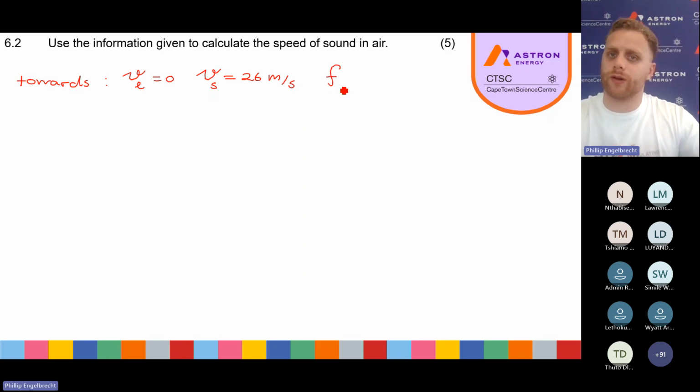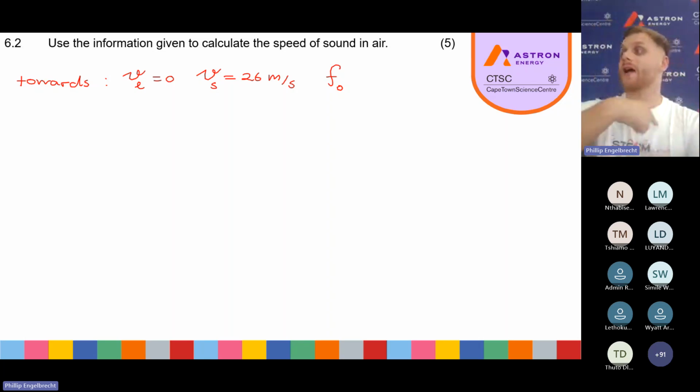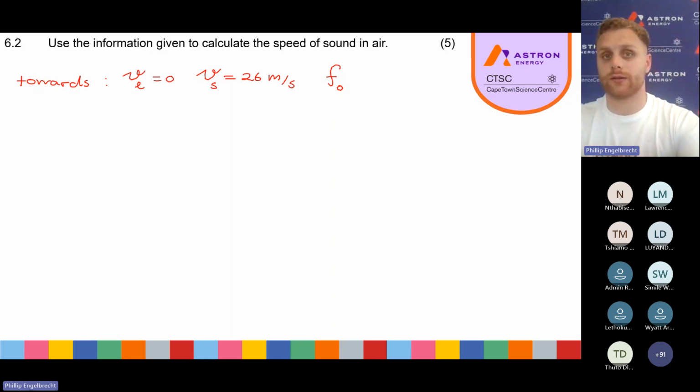The observed frequency, FO, okay, so I hear some people can't hear me. I've switched off my mic and I've switched it back on. If you still cannot hear, try exiting and re-entering the chat. Okay, hopefully I've turned up my volume. Hopefully you can hear it better now, okay? Okay, so guys, if you can't hear, try and exit and re-enter again.